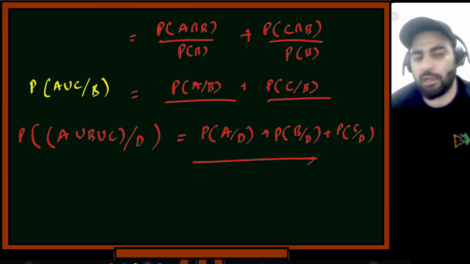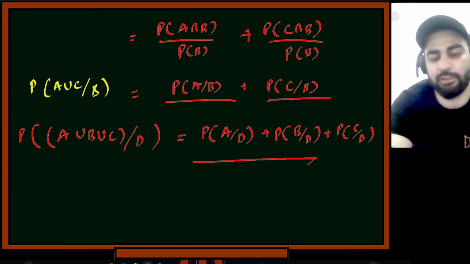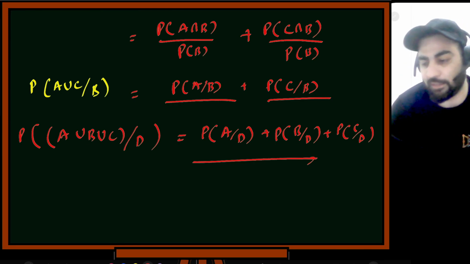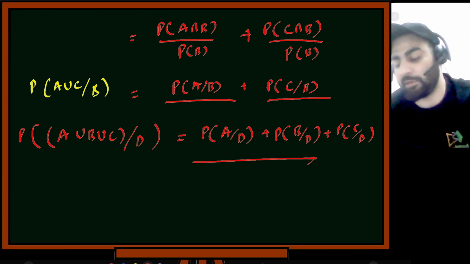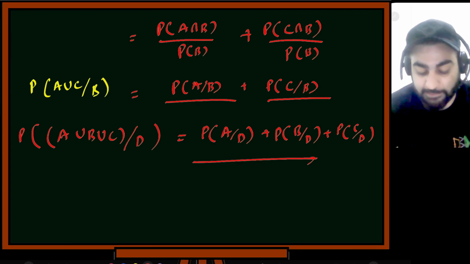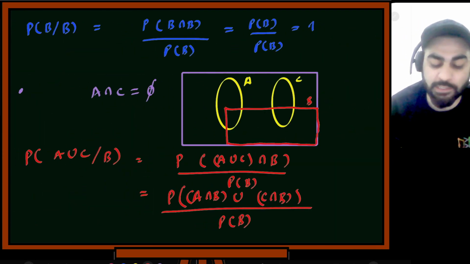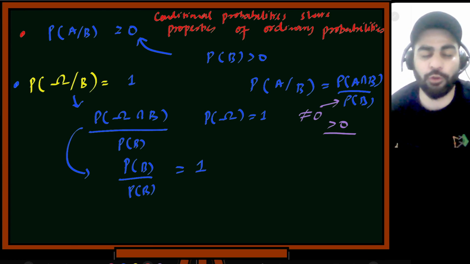So this is for finite countable events, and we'll also see how to deal with uncountably infinite events. We'll first have to discuss what uncountably infinite and countable finite mean, and we'll see things like that. I hope these properties are clear to you. These conditional probabilities also follow the same properties.